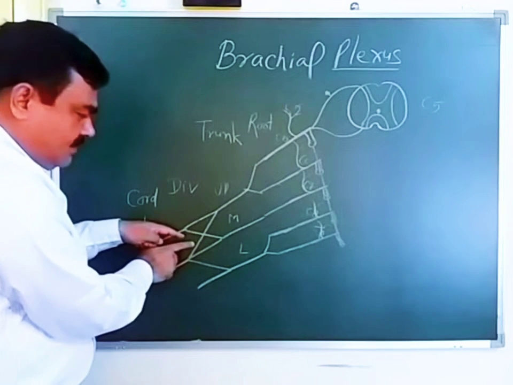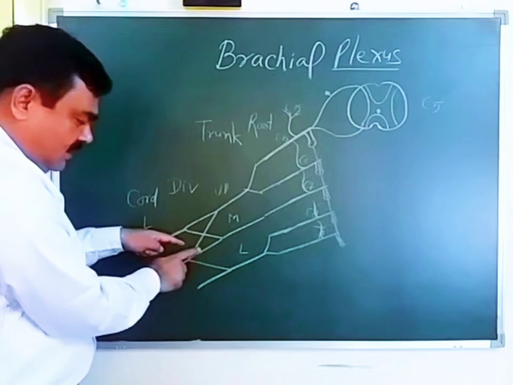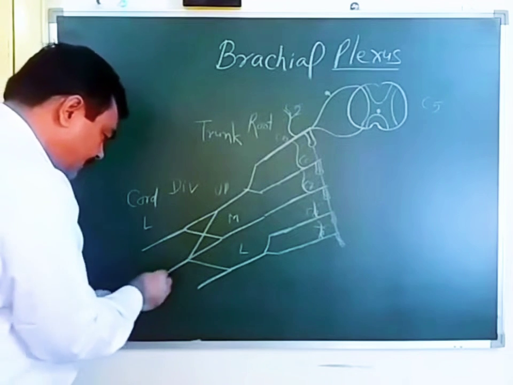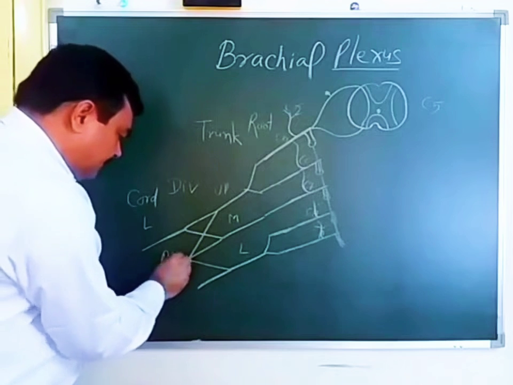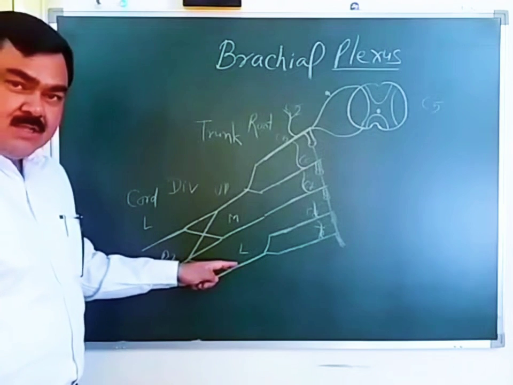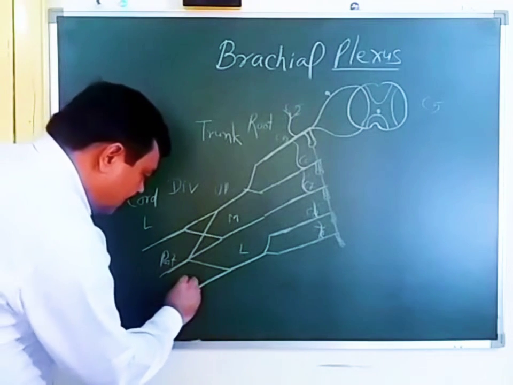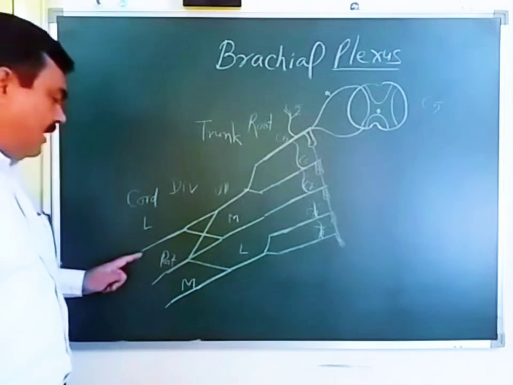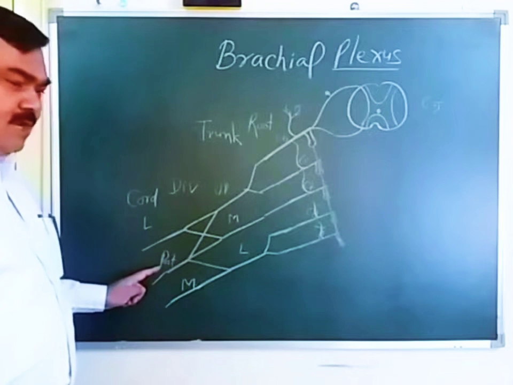The dorsal divisions of the upper, middle and lower trunk, all three, join to form the posterior cord. This is the posterior cord. And the ventral division of the lower trunk continues as the medial cord. So three cords are formed: lateral, medial and posterior cord.